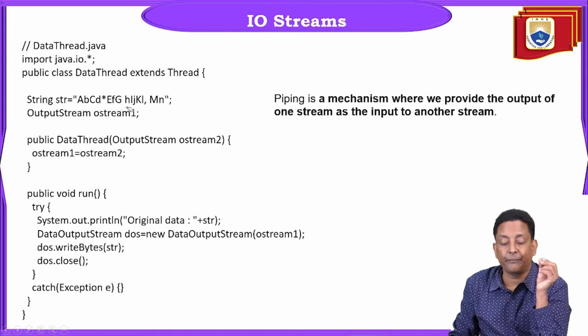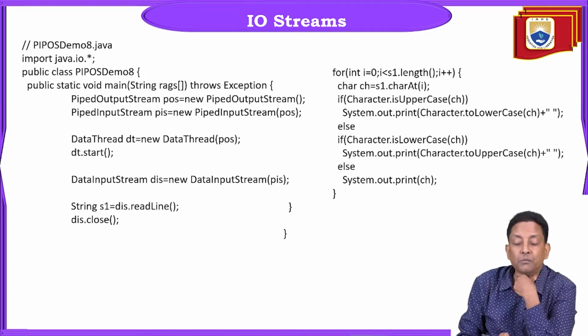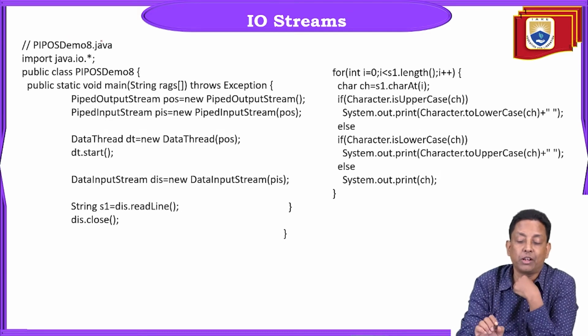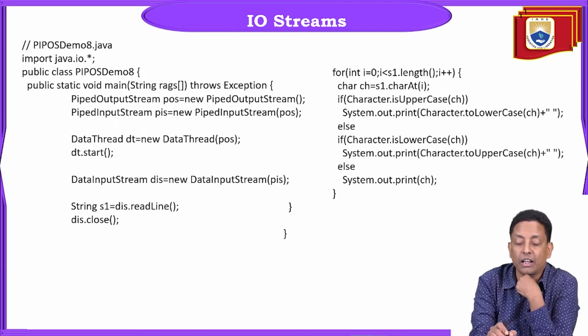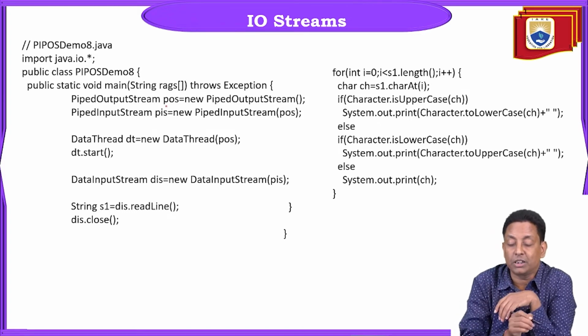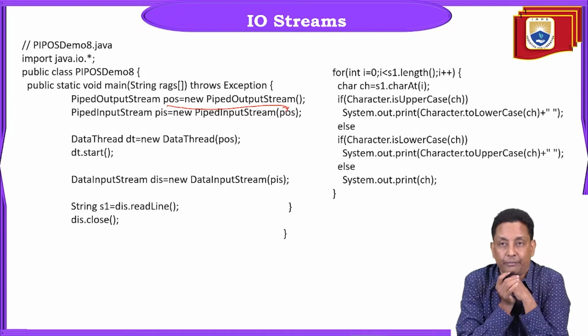That's a different case. If you see the example here, this is a best example. This is a piped input stream, piped output stream demo example. Here, I created one piped output stream object. That piped output stream object we have given as argument into piped input stream.